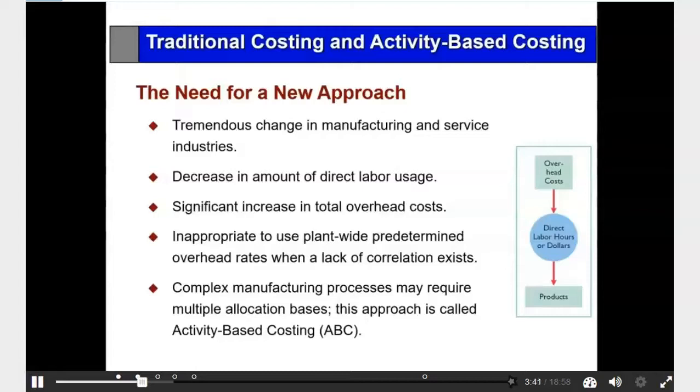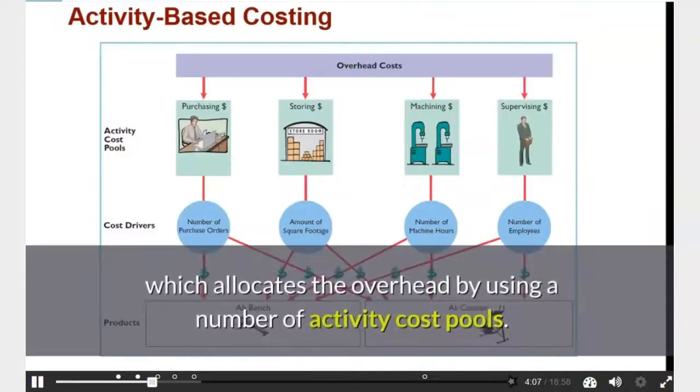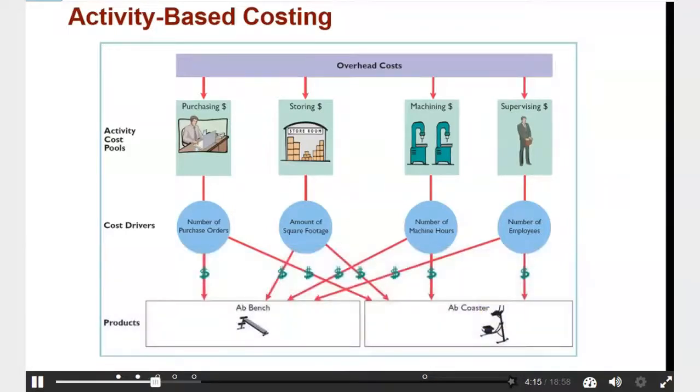So now looking at the traditional costing model, the relationship between the overhead cost and the activity base is no longer there, using direct labor hours as one allocation base or direct labor dollars or machine hours. So what is needed is a new approach to handling the manufacturing overhead, and that is activity-based costing, which allocates the overhead by using a number of activity cost pools. And it assigns these activity cost pools to the products or service by means of a cost driver.